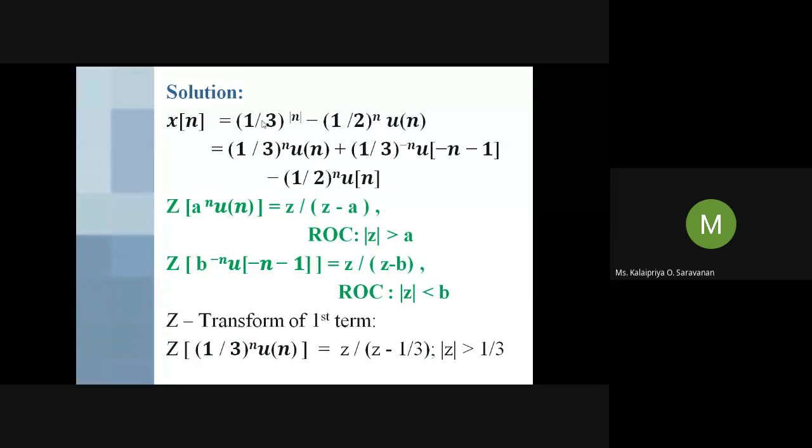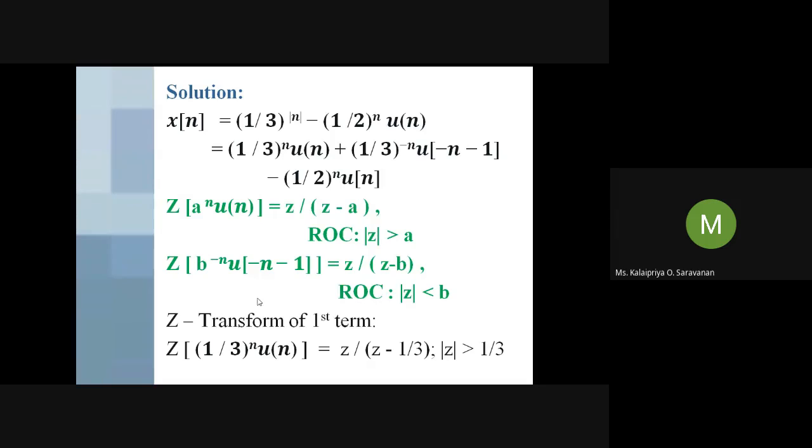Okay, listen. This is (1/3) power modulus n minus (1/2) power n u(n). So that is the given question for you. This modulus n, we will have to split it as plus n and then minus n. Plus n means positive values, minus n means negative values. So for positive values, we attribute u(n), and for negative values we attribute u(minus n minus 1). As I've told you, this is actually split into three different terms. The basic expression: the Z transform of a power n u(n) is z by z minus a. What is the ROC in this case? Modulus of z greater than a, because this is a right-sided, causal signal.